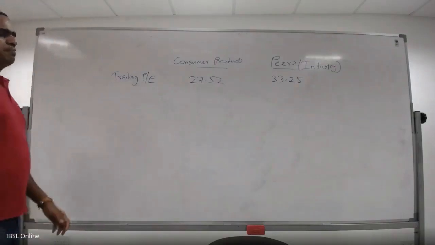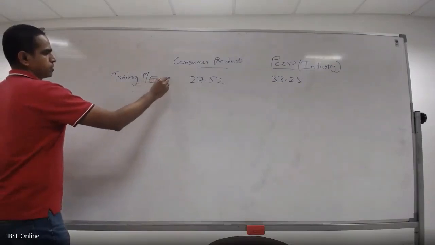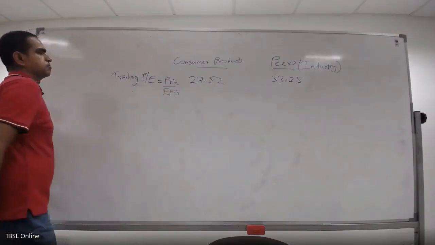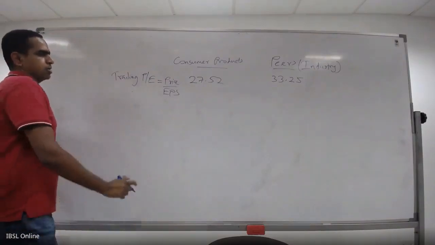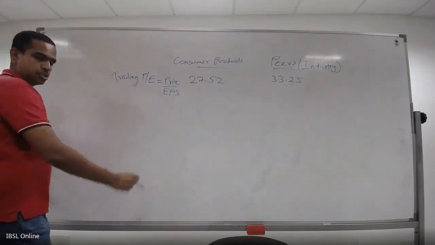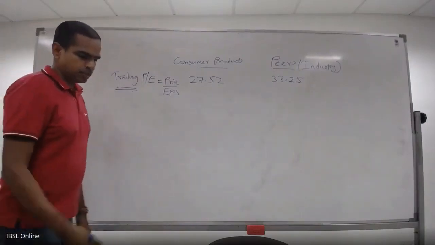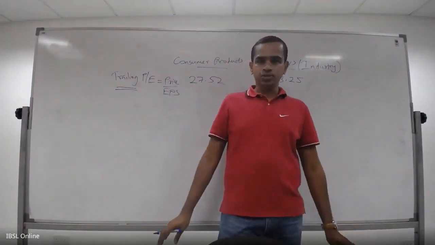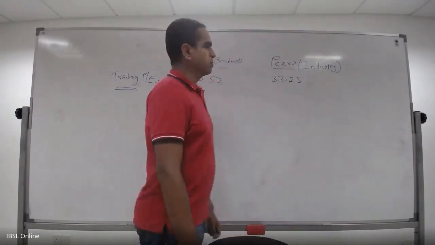All right. So trailing PE is price divided by earnings per share. Now, since it's trailing, that means the last 12 months. Earnings per share in the last 12 months will not change because accounts have been finalized and closed. Last 12 months figures will not change. You can't touch last 12 months.